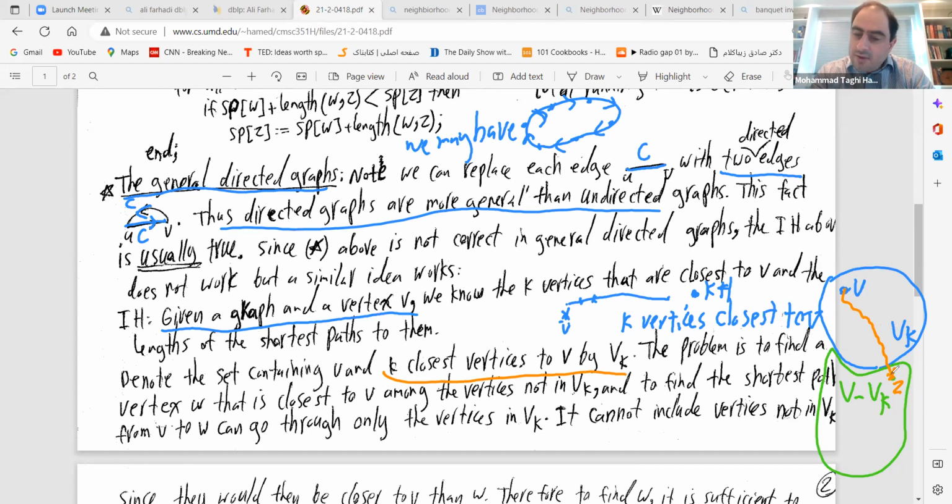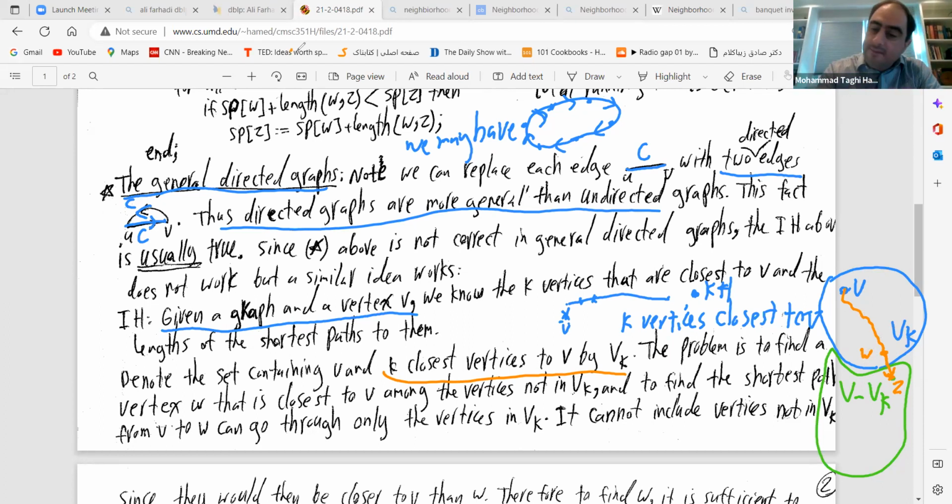Now, consider this vertex V. So this part is very similar to DAG. We know that in the shortest path from V to Z, there should be one vertex before Z. So we call this vertex W. I want to claim that this vertex W actually should be in Vk. Why? What happens if it is not the case?